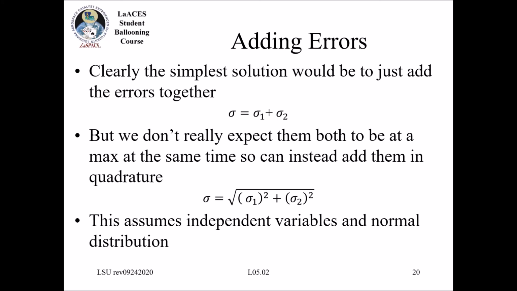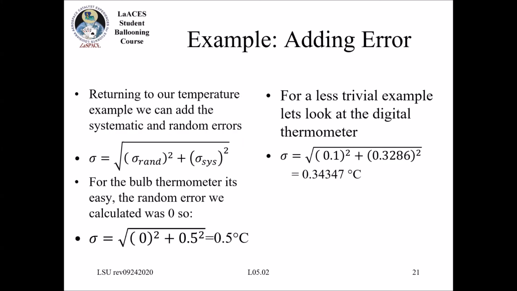However, the strict mathematical proof of why you can do this assumes that those two variables whose error you're talking about are independent from each other, i.e. they don't depend on each other at all, and then also that they are following a Gaussian or a normal statistics. But it's usually a safe assumption to say that they are.